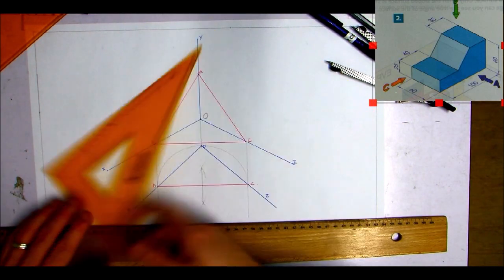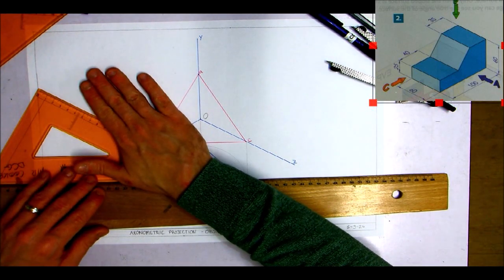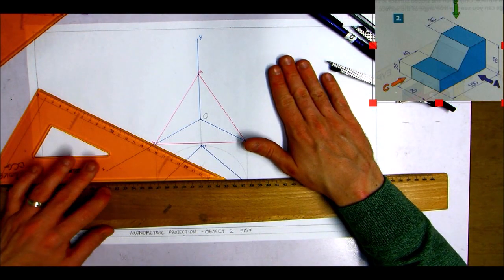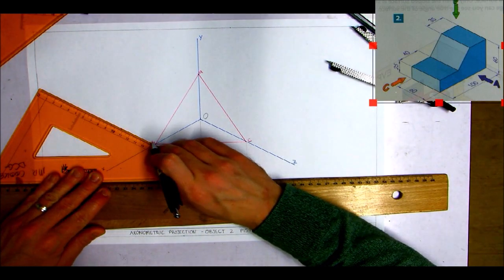So now what I'm going to do is create my front elevation plane and my end view plane. So from B and A, I'm going to draw off at 30 degrees.